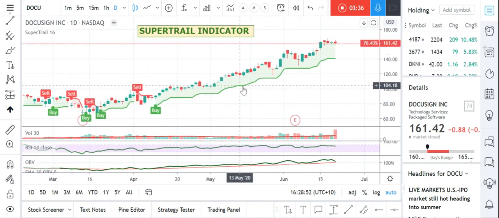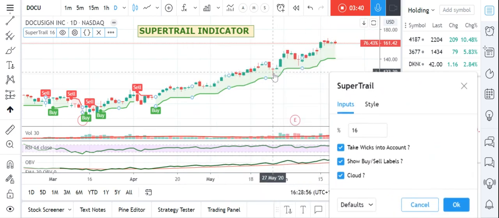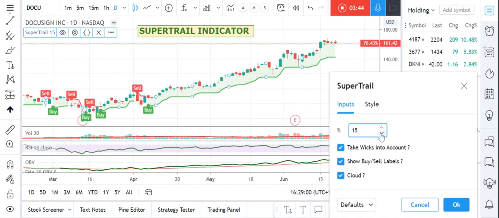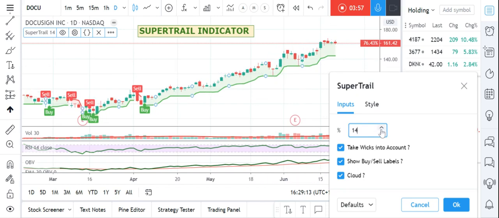And so I just double click on it to use it again. And so you can see how there's some of these long wicks that would normally stop you out if you didn't take those into account. So at 15%, I've still kept my trade. At 14%, I've still kept my trade. And you can see at 13%, I get kicked out. So in my head, I'm saying 14% looks about right.